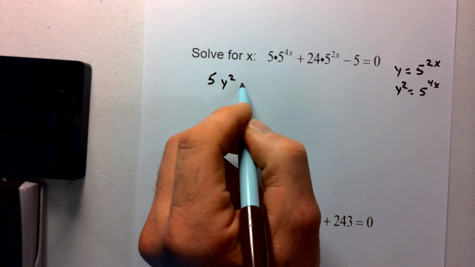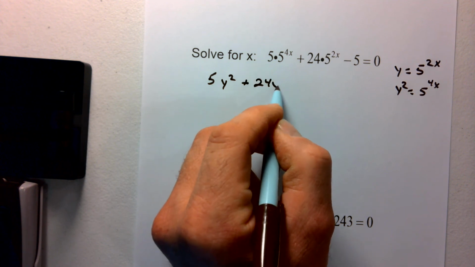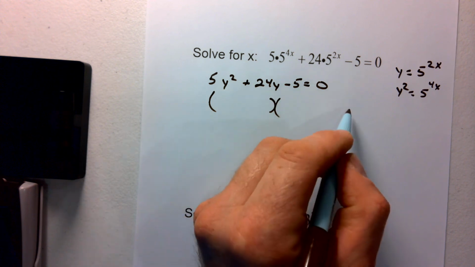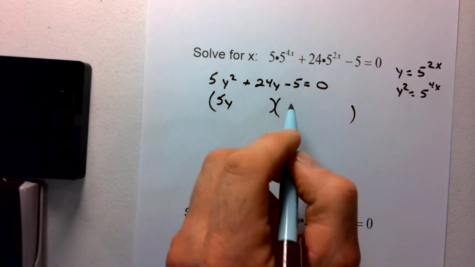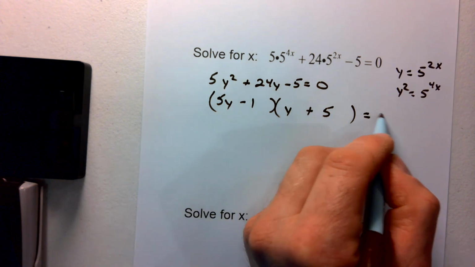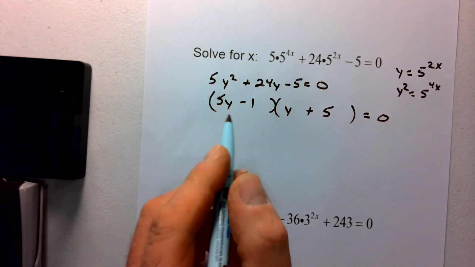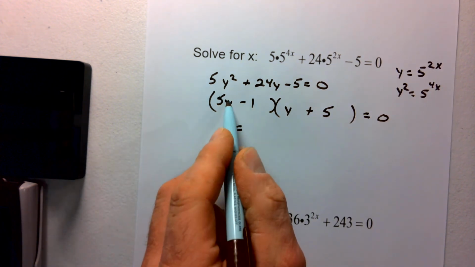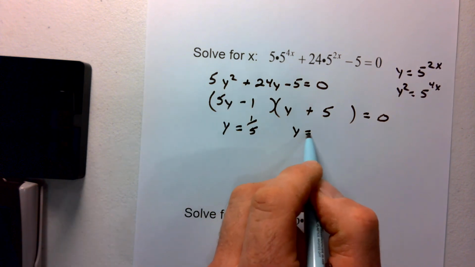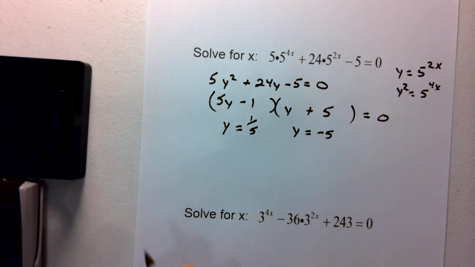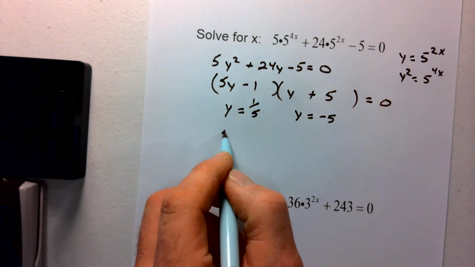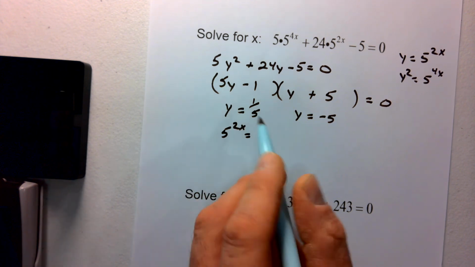So we have 5y squared plus 24y minus 5 equal to 0. I can go ahead and factor. So we have 5y and y. We're going to add 5 and subtract 1 equal to 0. Solving for y, I get y equals 1/5 from the first equation, and I get y equals a negative 5 from the second. Go and replace my y with 5 to the 2x, so 5 to the 2x.